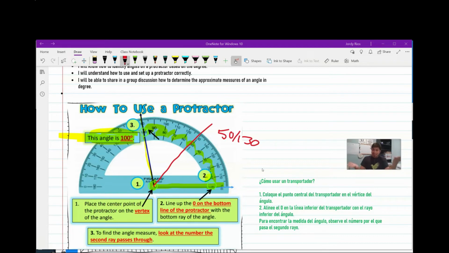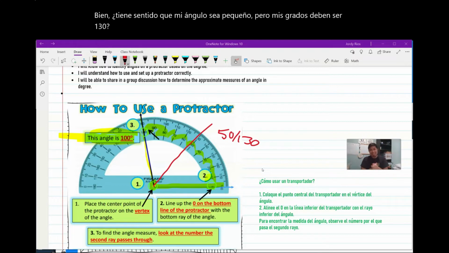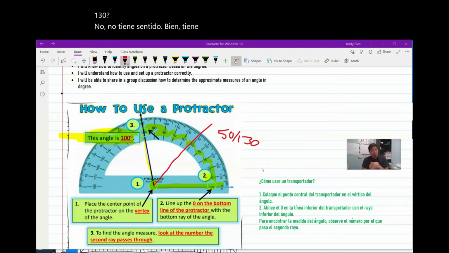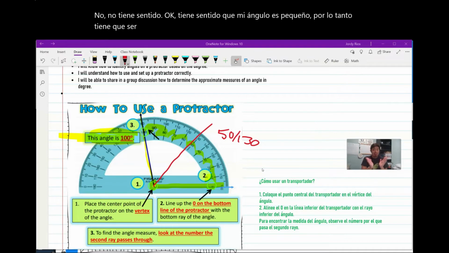Okay, does it make sense that my angle is small, but my degrees should be 130? No, it doesn't make any sense, okay? It makes sense that my angle is small, so therefore it has to be 50 degrees, okay? Ask yourself questions. That's what I want you to do, okay?